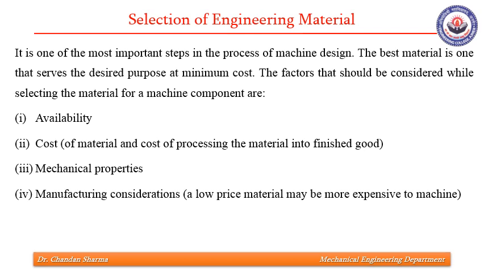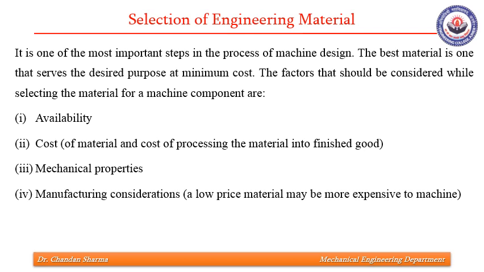The factors that should be considered while selecting the material for a machine component are: first and foremost is availability. It should be easily available. There is no point in selecting a material which is rare, because if we want to go for mass production and the material is not easily available, it will not be possible. So availability of material is an important criterion which should be kept in mind.